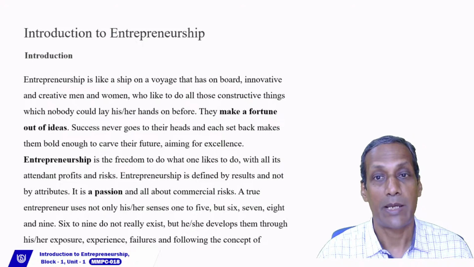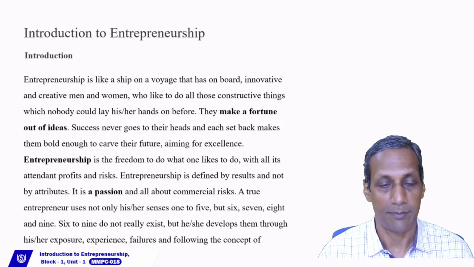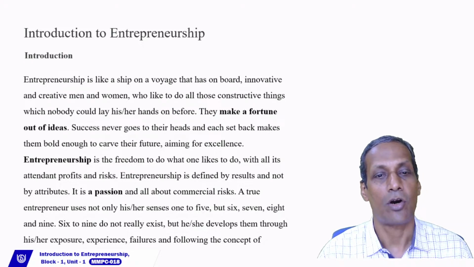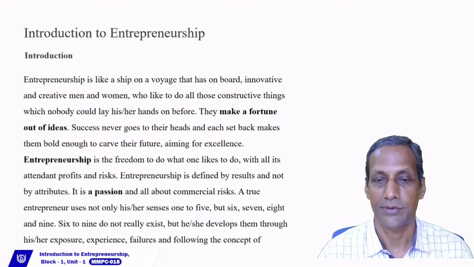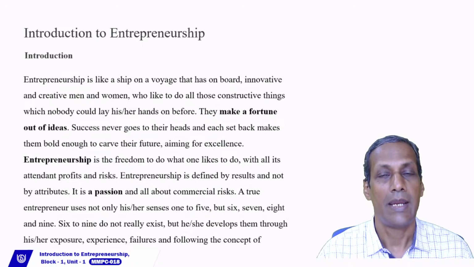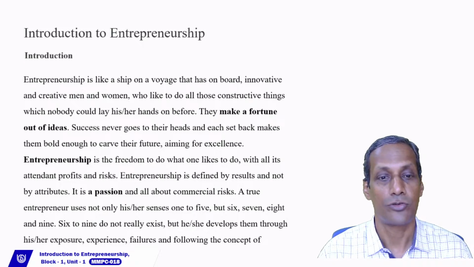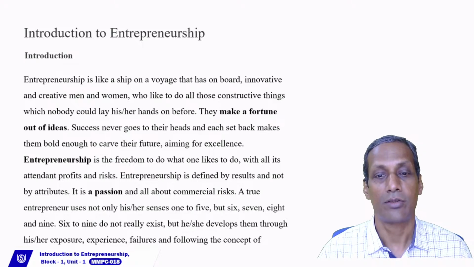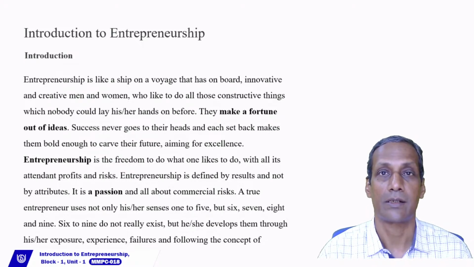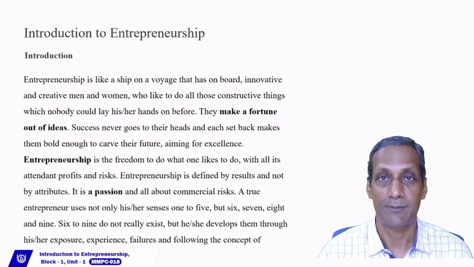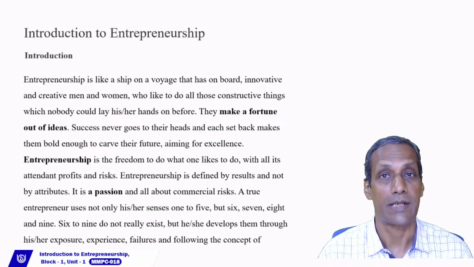Entrepreneurship is defined by results and not by attributes. You should know that it is a passion and all about taking risks, commercial risks. A true entrepreneur uses not only his or her senses 1 to 5, but 6, 7, 8, and 9. 6 to 9 do not really exist, but he or she develops them through exposure, experience, failures, and following the concept of listening to understand.